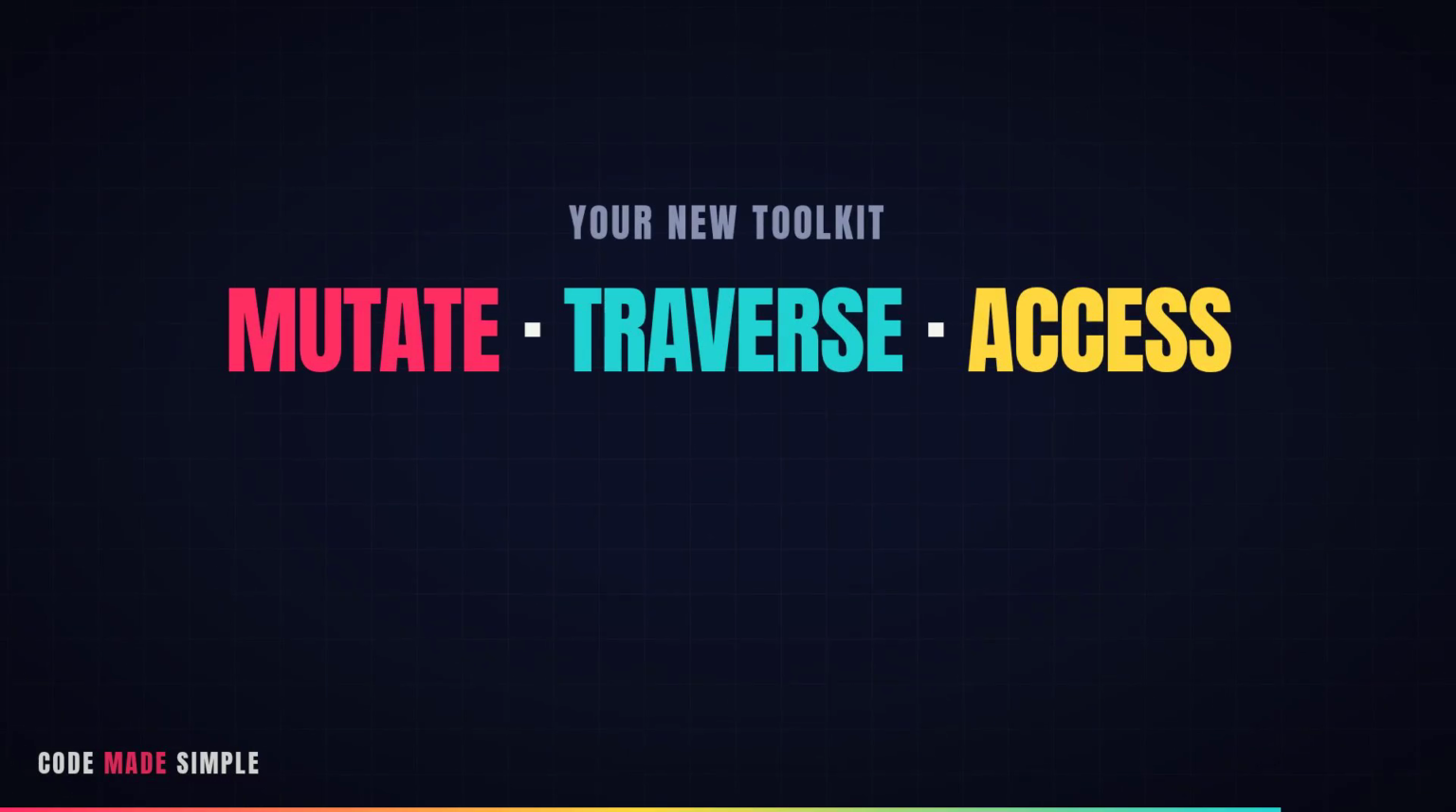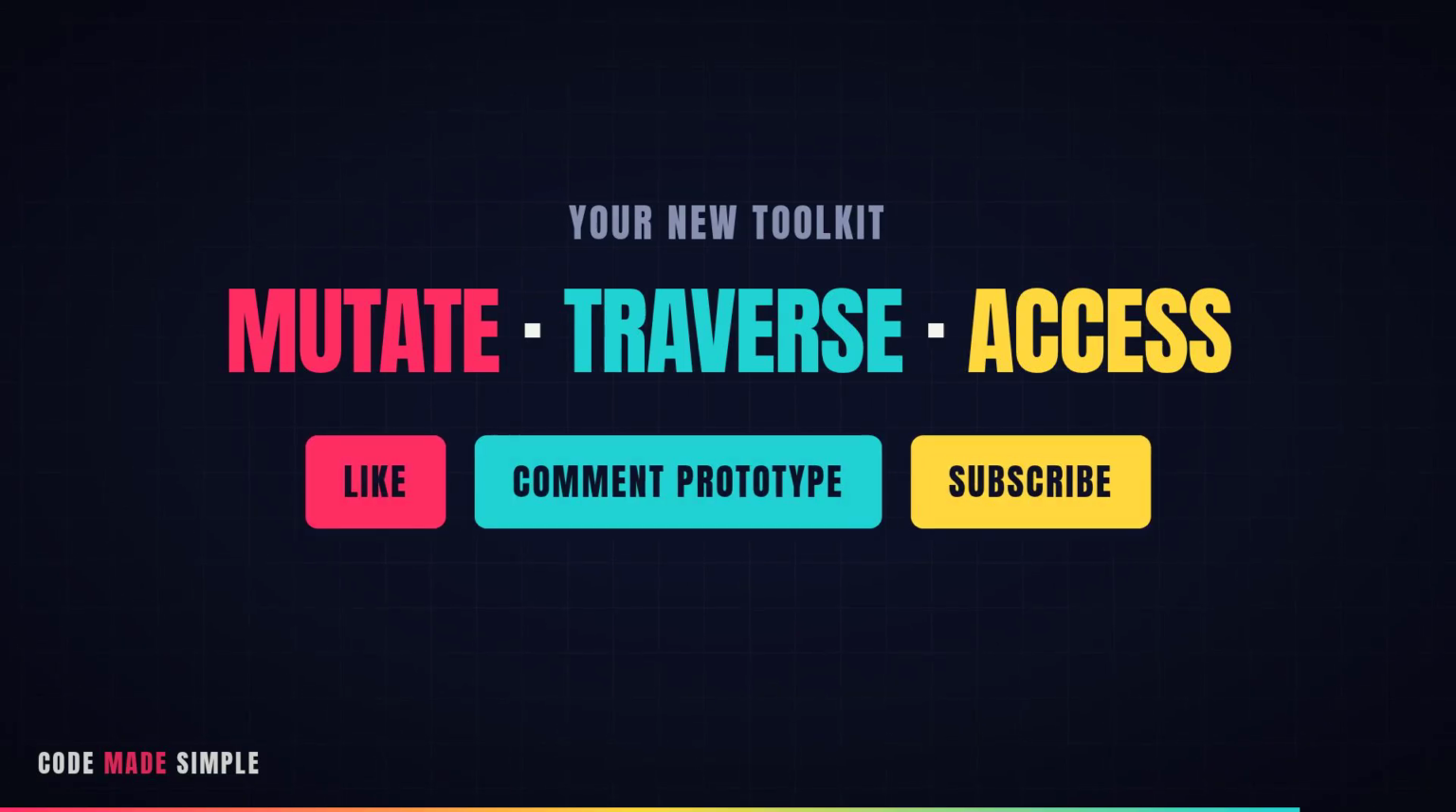That's your new toolkit. Mutation for changes. Traversal for transformation. Accessors for search. Master these, and you'll write half the code with twice the clarity.